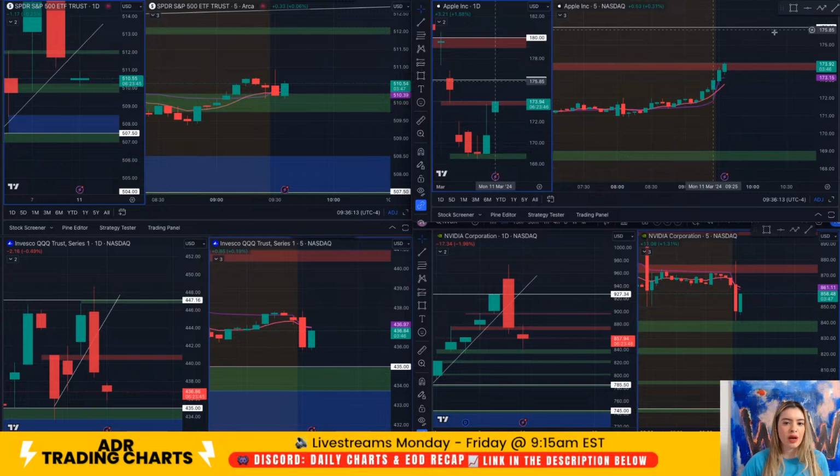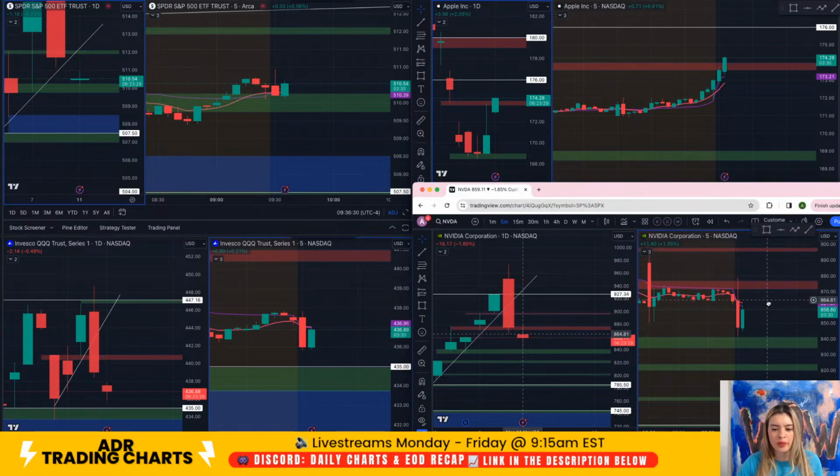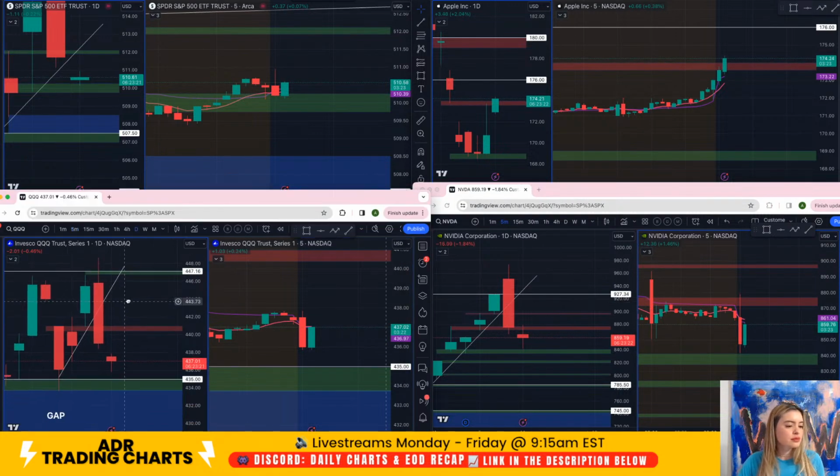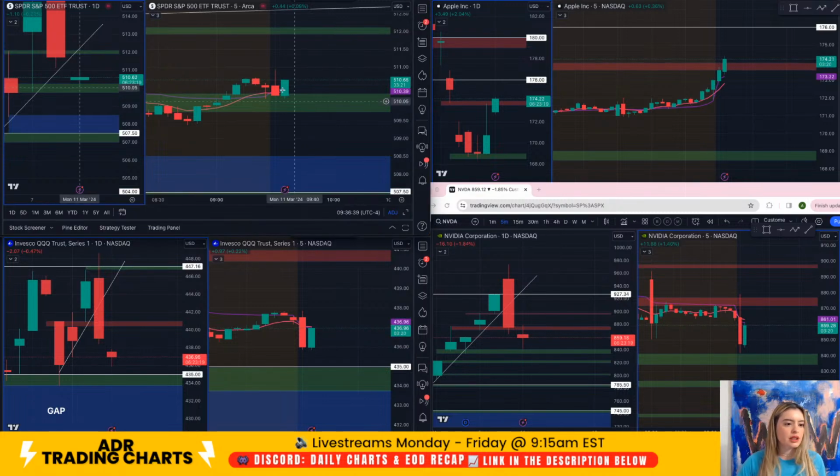Apple is moving strong. Nvidia is trying to bounce, but for me to be bullish on Nvidia, it needs to regain 900. I like this hold here, but still, I want to see SPY breaking Friday's low or Friday's close.